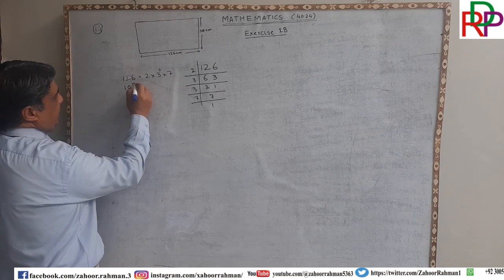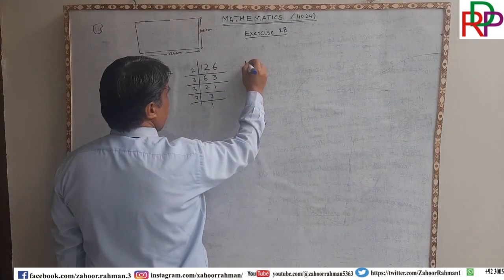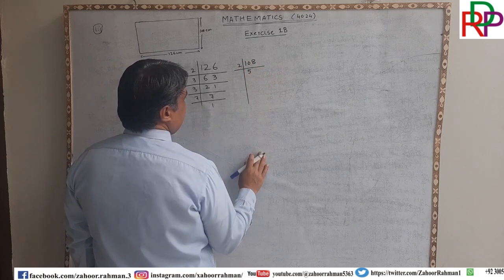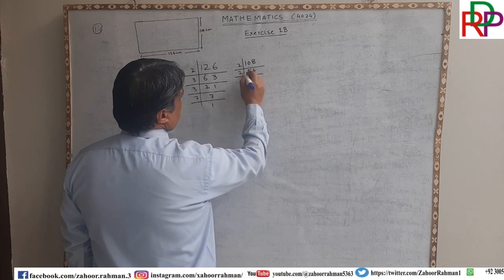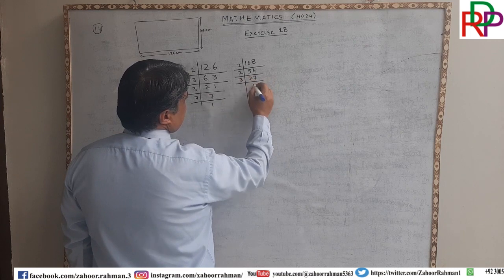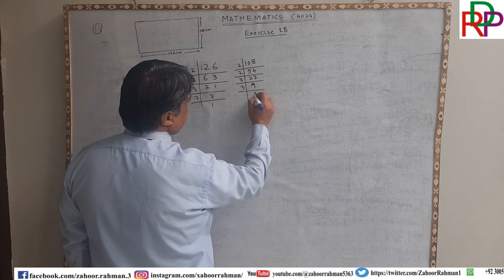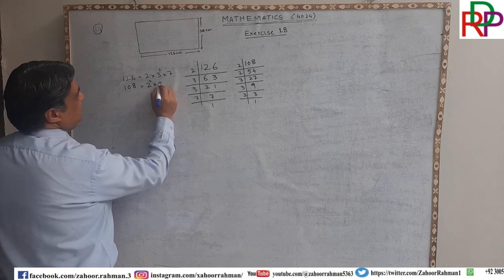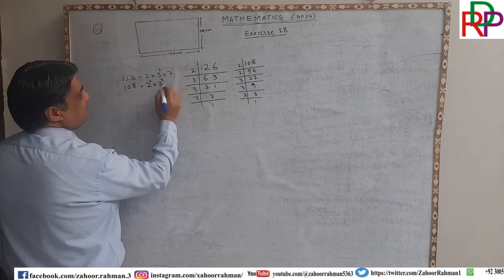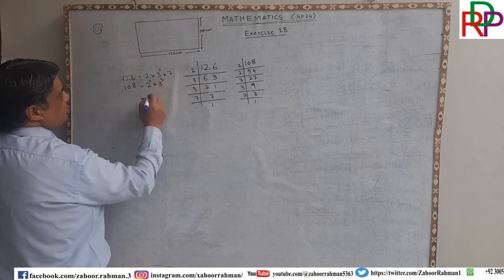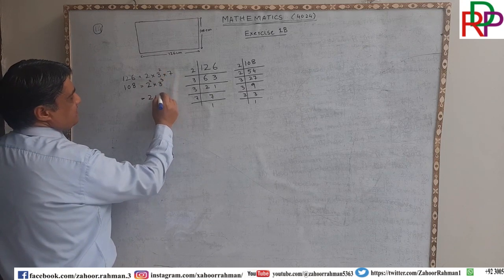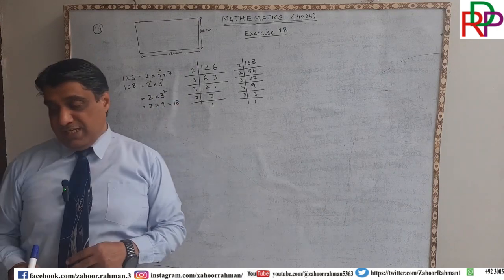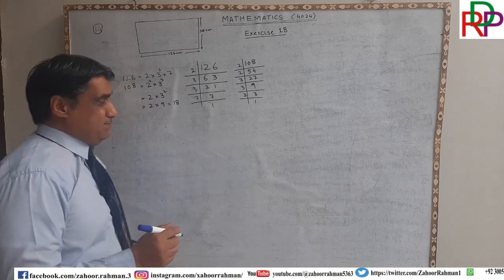Similarly, the second dimension is 108, so we are factorizing 108. 108 divided by 2 is 54, 54 divided by 2 is 27, 27 divided by 3 is 9, 9 divided by 3 is 3, and 3 divided by 3 is 1. So it means 2 raised to the power 2 into 3 raised to the power 3 and nothing else. What is the common factor? The 2, and the 3 raised to the power 2. So 2 into 9 is equal to 18. And that is the answer. The length of each square must be 18 centimeters.